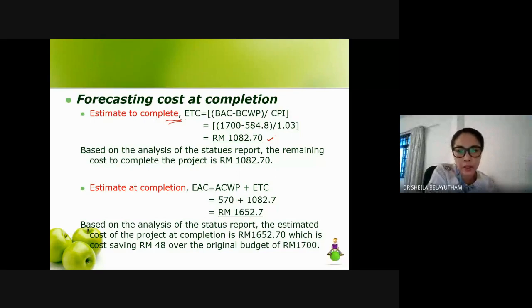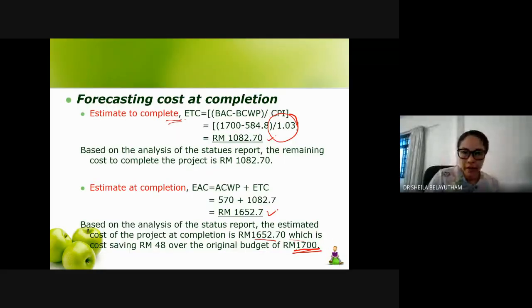Okay, so actual cost plus your ETC will give you 1,650. And your original budget is 1,700. So it is forecasted that you will spend lower than your budget because your CPI is more than 1. Because you are currently under budget, by right with your current progress, it is forecasted that you will complete your project at less than the original budget. Okay, all right. So far, any question on this?